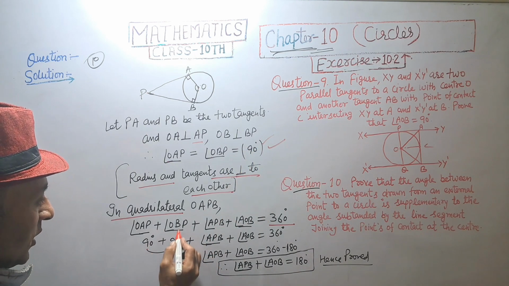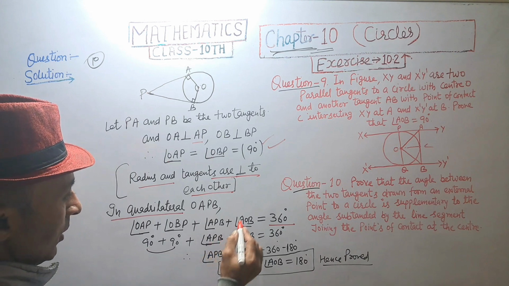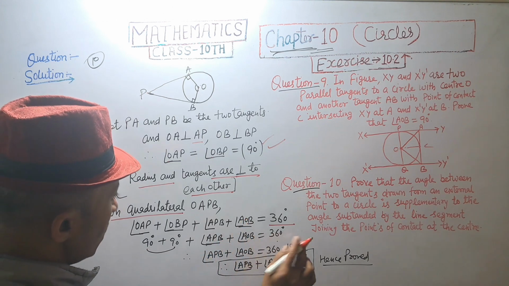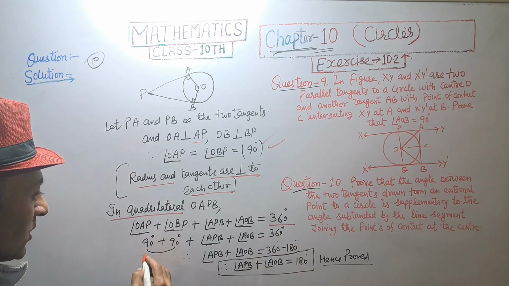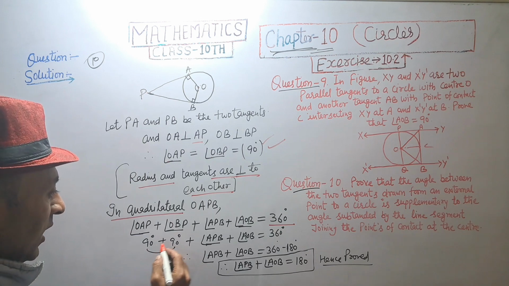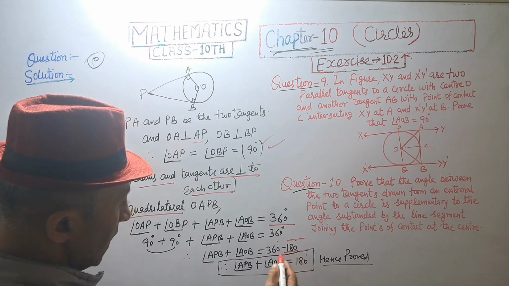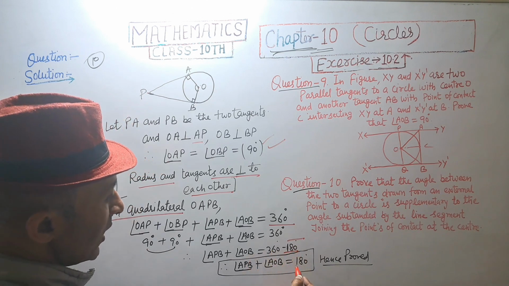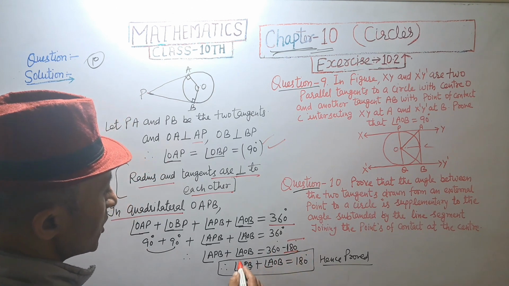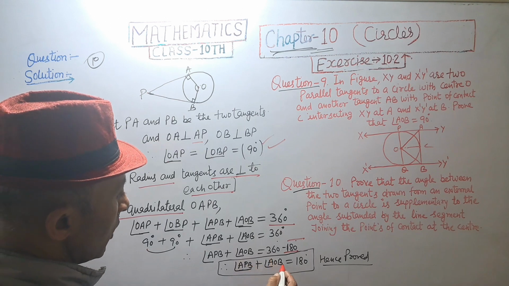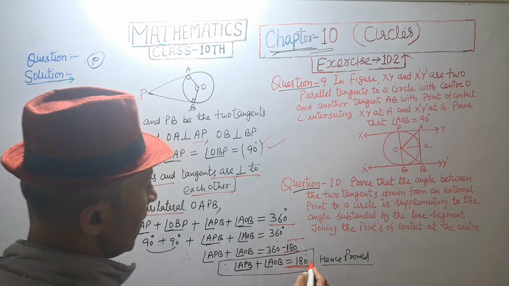90 degrees plus 90 degrees plus angle APB plus angle AOB equal to 360. 90 plus 90 is 180, and shifting 180 to the right side, it becomes minus 180, and 360 minus 180 equals 180 degrees. So angle APB plus angle AOB equal to 180 degrees, hence proved.